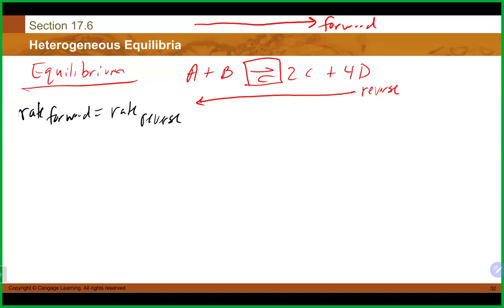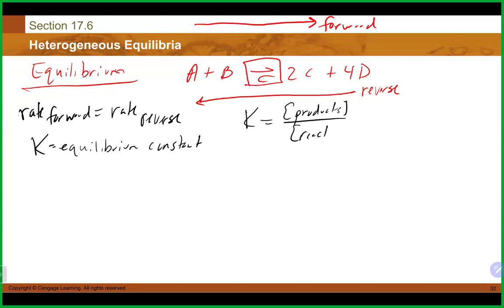And there is a relationship that we talked about here, which is known as the equilibrium constant. And remember that that is capital K. Ultimately, the way we calculate the equilibrium constant is we can take the concentration of our products divided by our reactants.